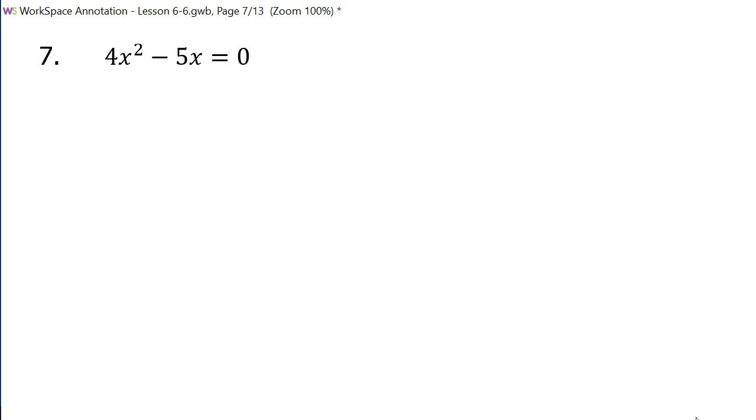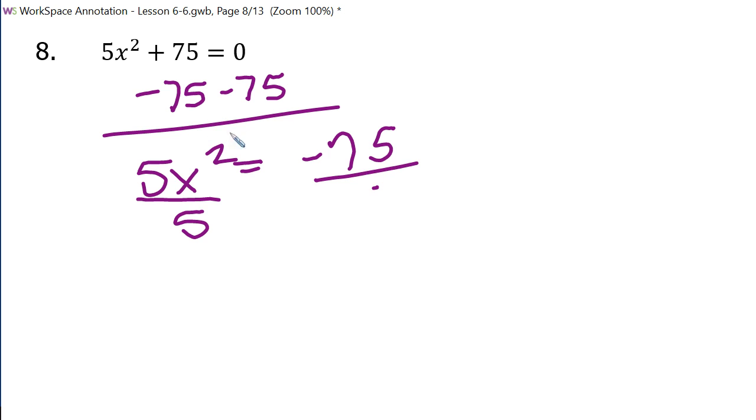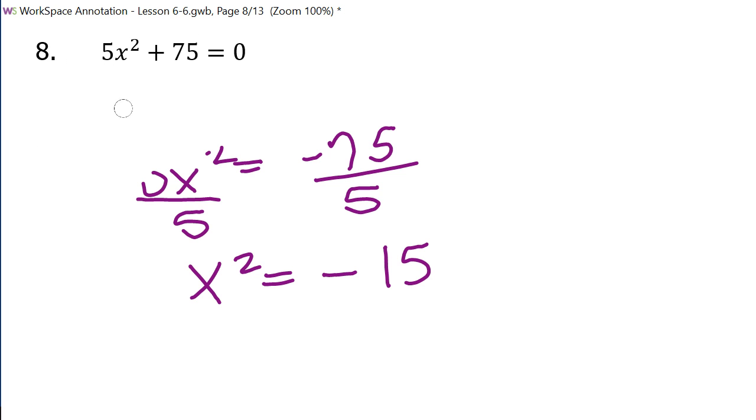Number 8, we have 5x squared plus 75 equals 0. Now, some of you would just be doing this on your homework. Don't do this because it's wrong. Should you be doing that? If it's a quadratic formula assignment, should you be doing square root property? No. Don't do that. It's wrong.